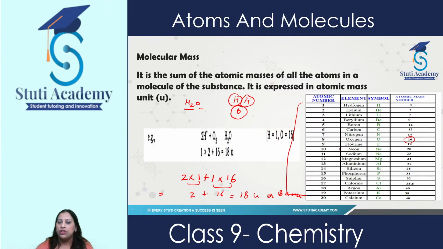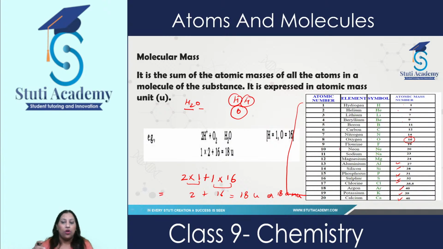So hydrogen, 1 atomic mass, helium 4, lithium 7, beryllium 9, boron 11, carbon 12, nitrogen 14, oxygen 16, fluorine 19, neon 20, sodium 23, magnesium 24, aluminium 27, and then silicon 28, phosphorus 31, sulfur 32, chlorine 35.5, argon 40, potassium 39, and calcium 40.